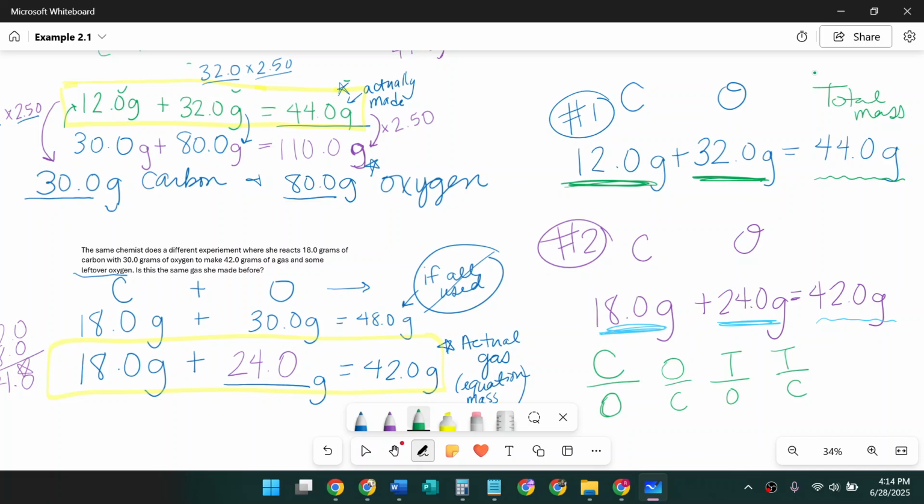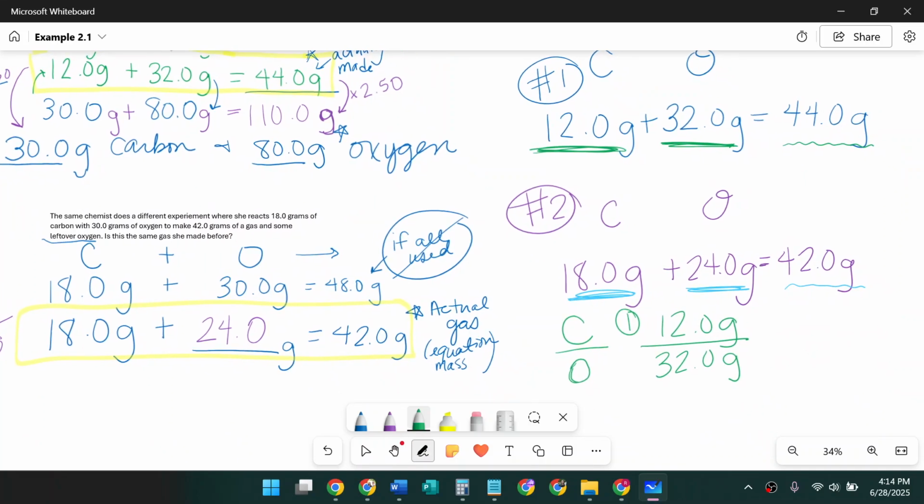As long as you keep your things in a row, all you're doing is you're seeing if you get the same ratio for one to the other. So for number 1, my carbon is 12 grams, and my oxygen that I used was 32 grams.